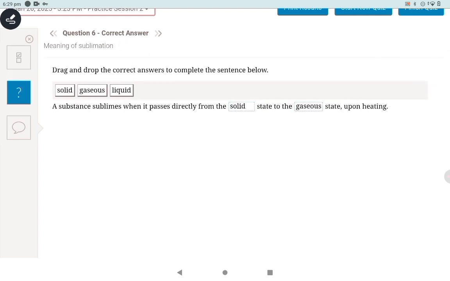Sublimation. A substance sublimes when processed directly from the solid to the gas state upon heating. So it does not pass to the liquid state. It's straight from solid to gas. That is what we call sublimation.